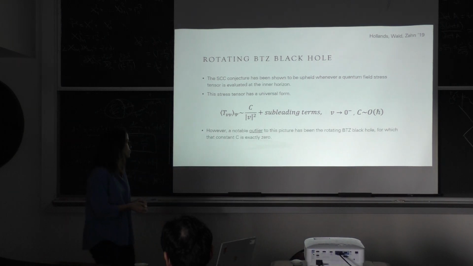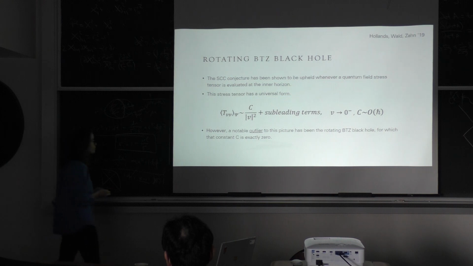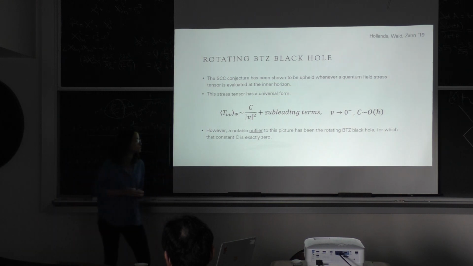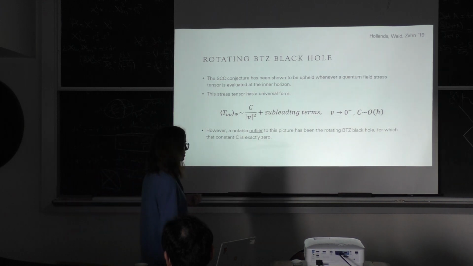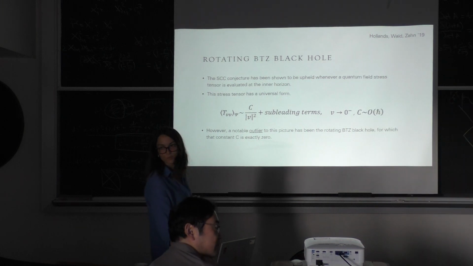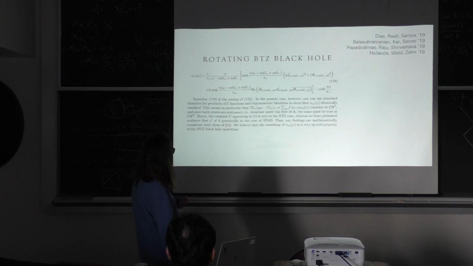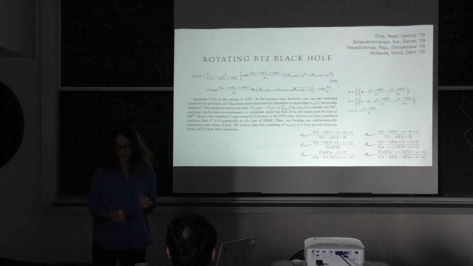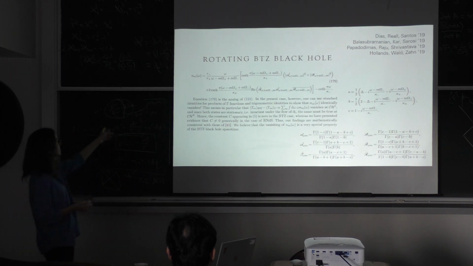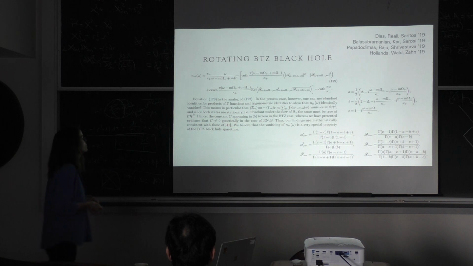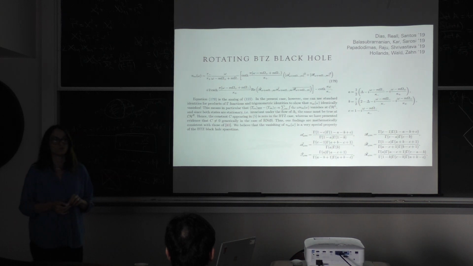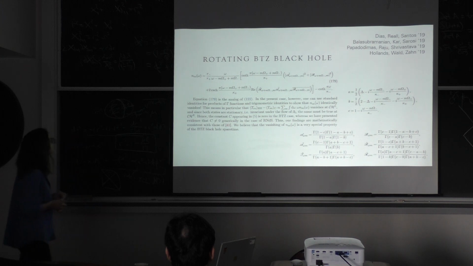Now, this is all a very nice story that works for many black holes, but there exists a very notable outlier to this picture, which is the rotating BTZ solution. Before I was talking about the static one, but it's actually the rotating solution which is interesting. You can see this in this very horrible expression, which is the only reason why I'm using slides here. This is a bunch of things that I've extracted from Hollands, Wald and Zhang. As you can see, all of these papers from 2019 basically said the same thing, which is that the BTZ inner horizon for the rotating case is very passable.